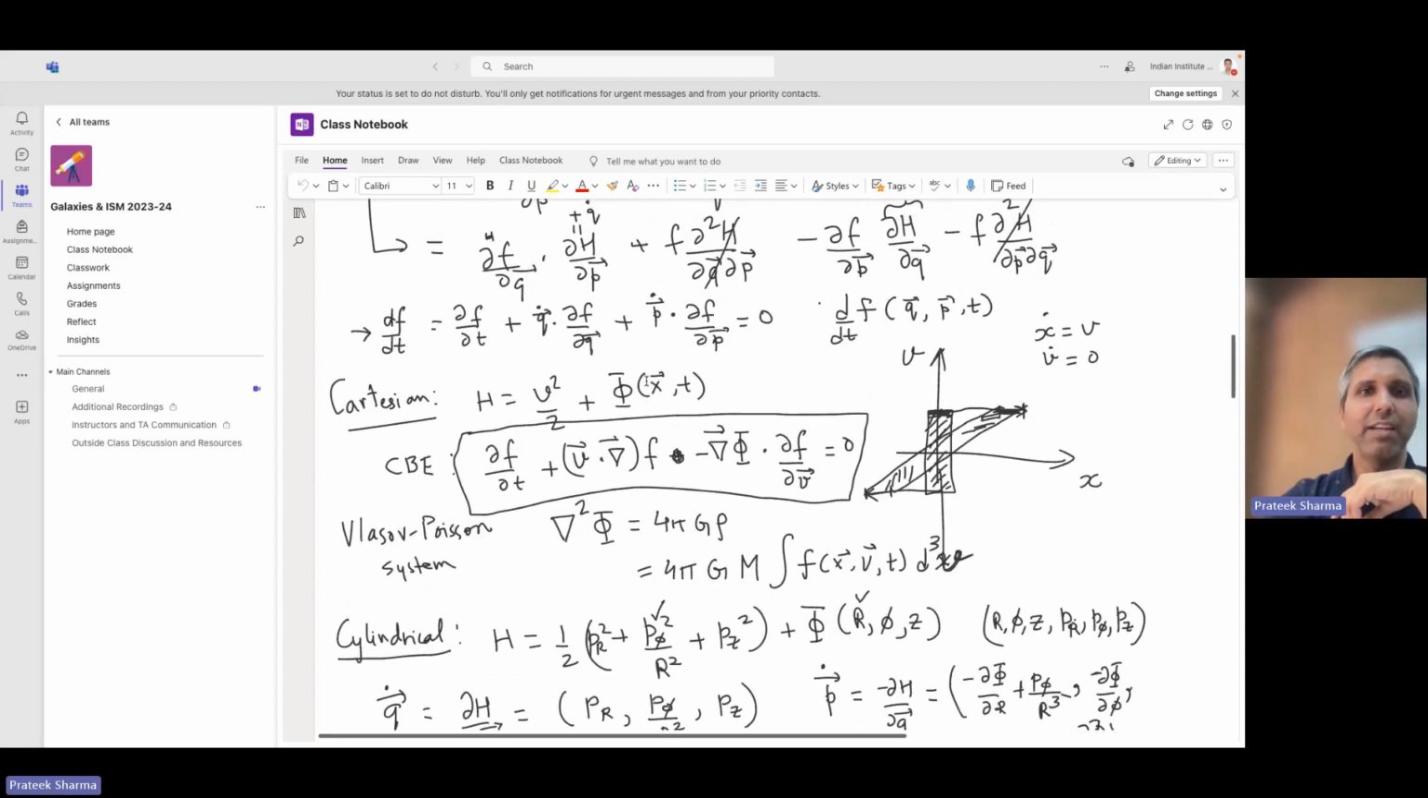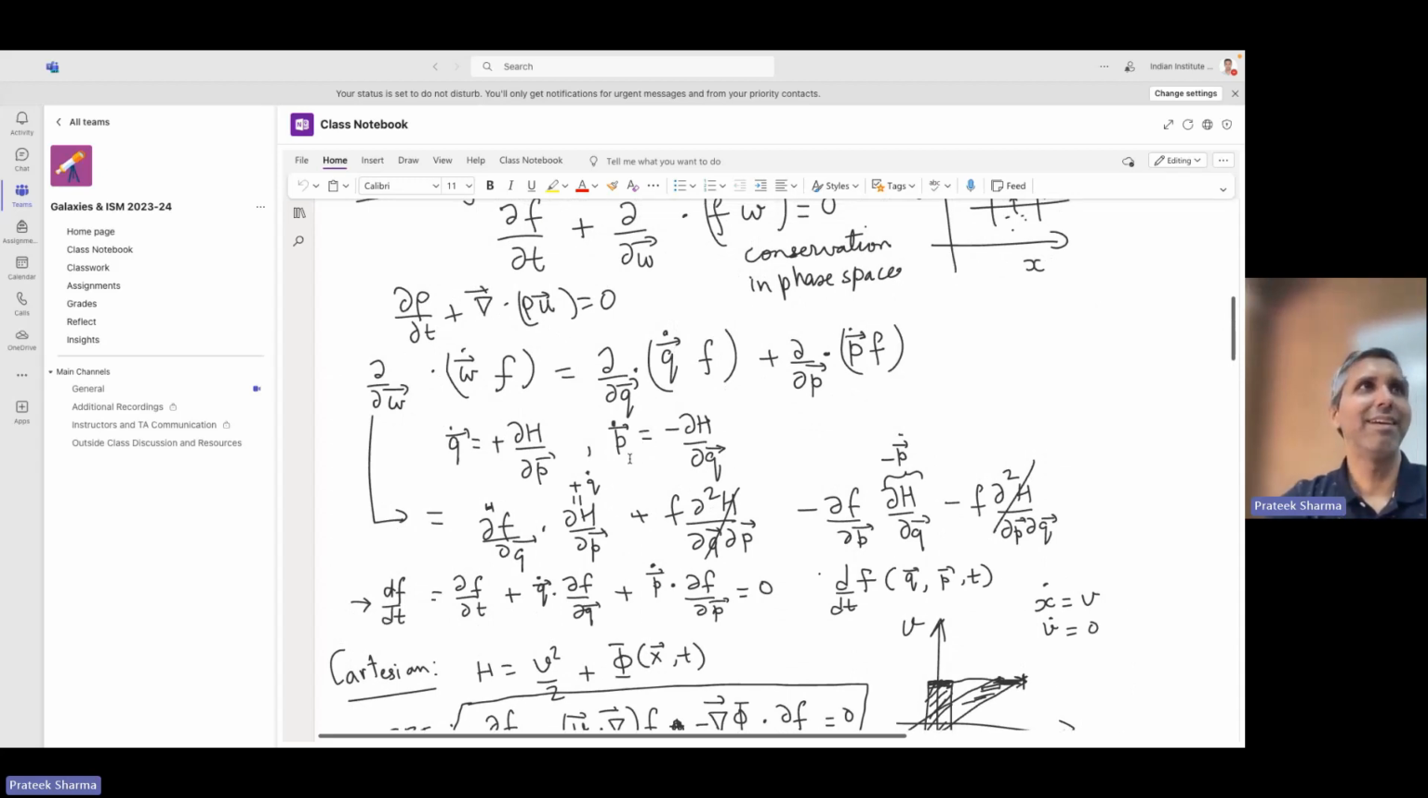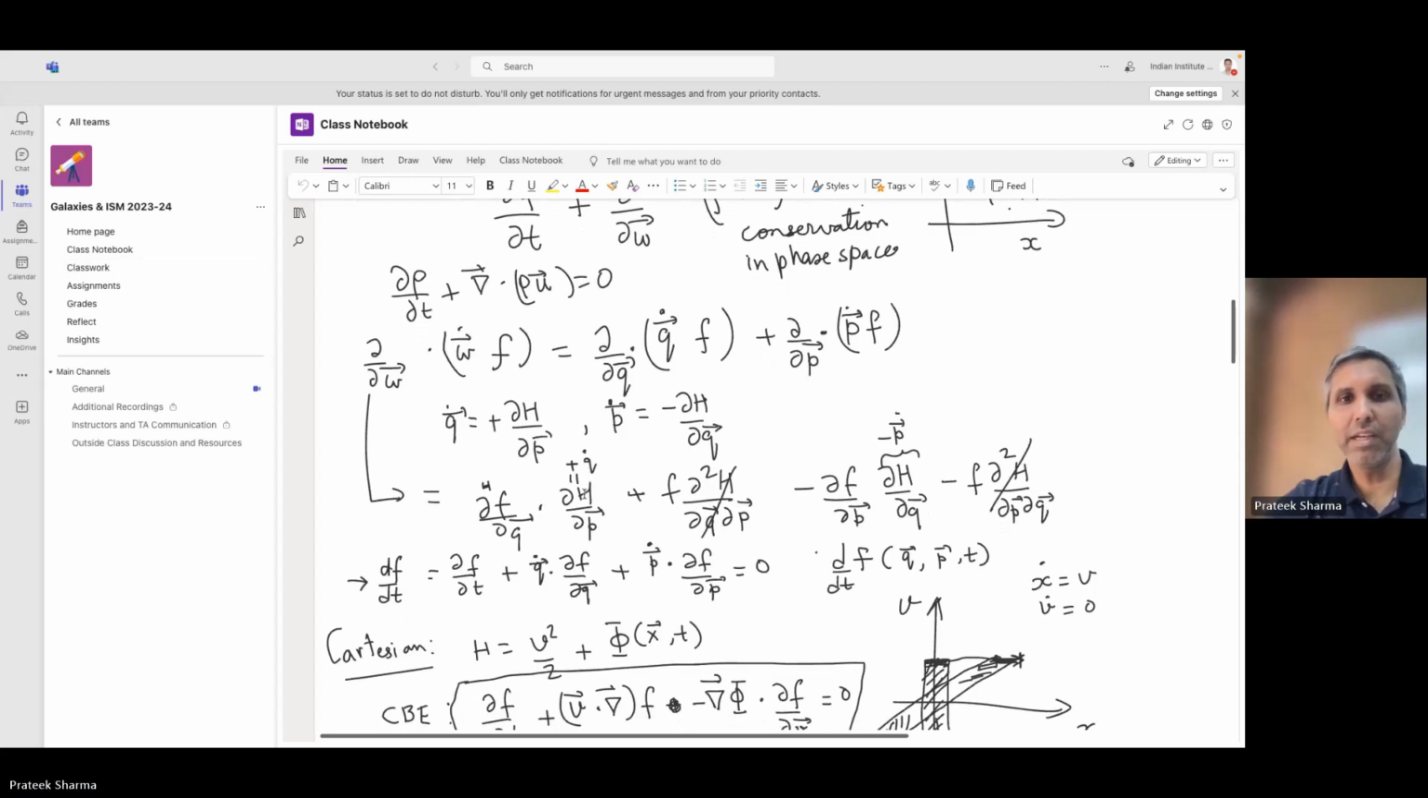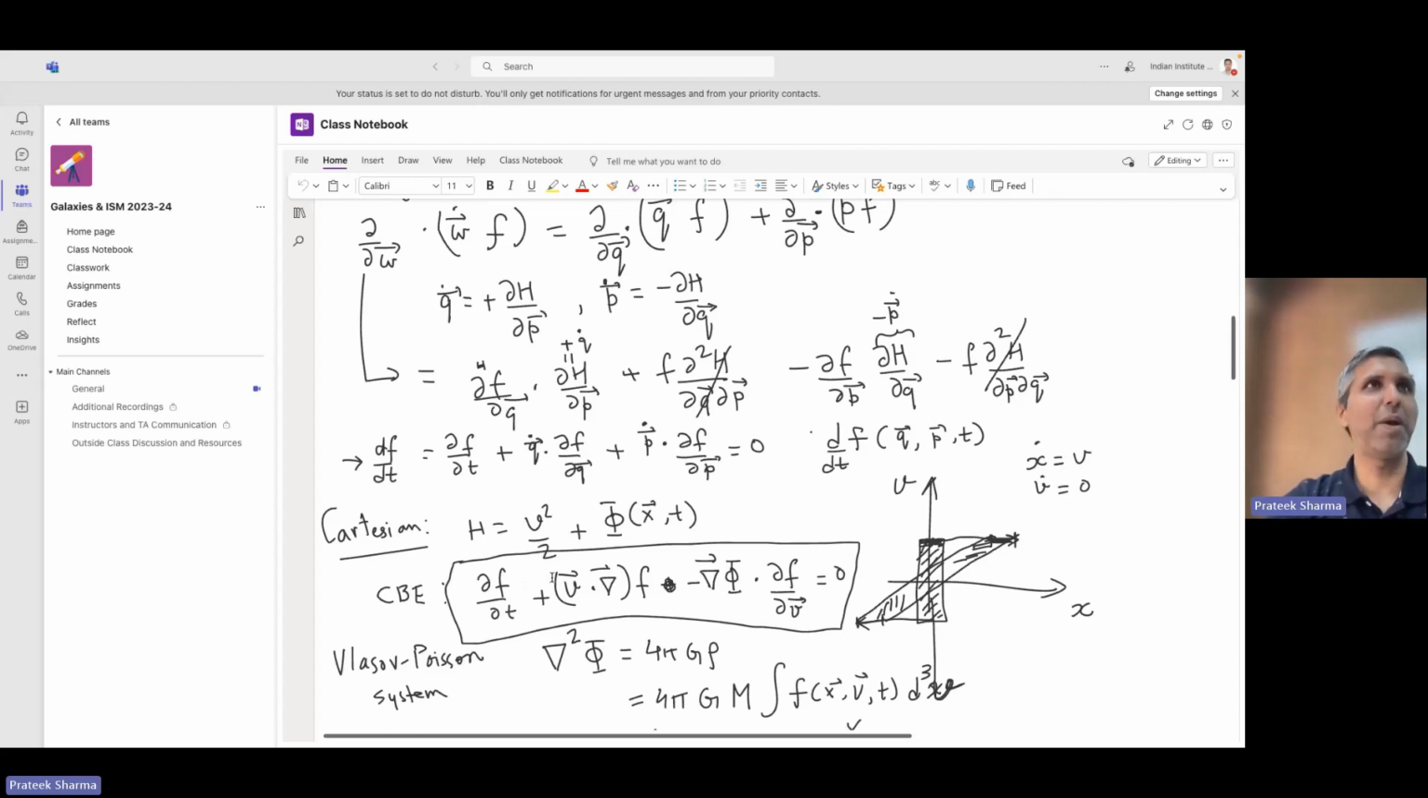Then we also said that by using the Hamiltonian formalism, we showed that it also satisfies an advection equation in phase space: as you follow the particle trajectories in phase space, the value of the distribution function f does not change. So basically, this equation is just the Lagrangian derivative of f. As you follow the particle in phase space, the probability density is constant along the trajectories.